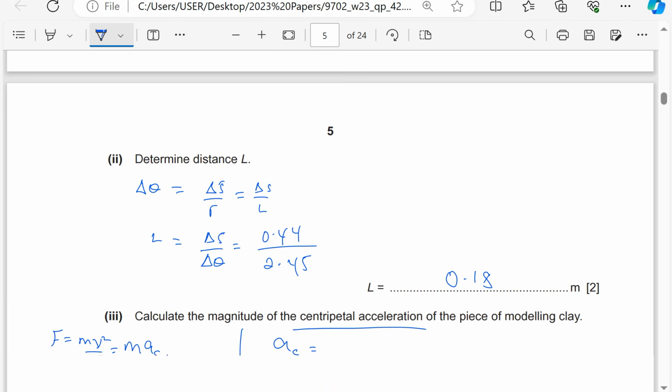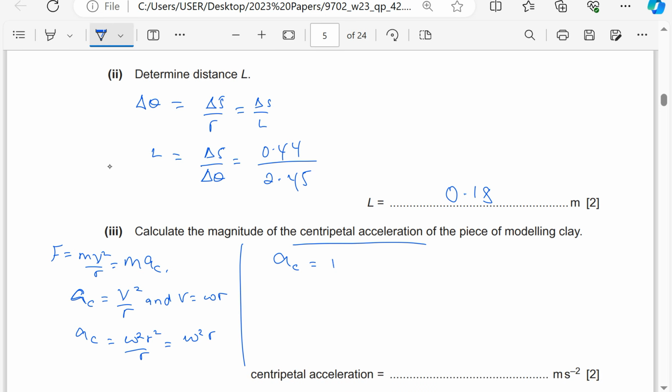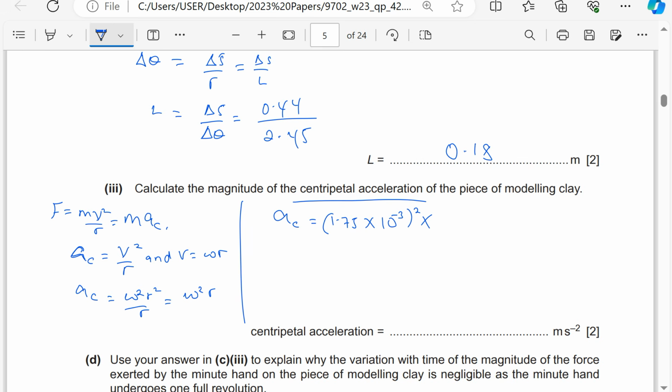Omega was 1.75 times 10 to the power of minus 3, but this is squared. Then times r, which is the length L. R is L, so this will be times 0.18, because the distance from the center is the radius through which the modeling clay moves. So R is the same as L.